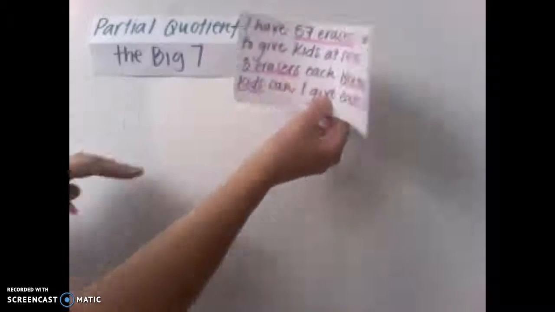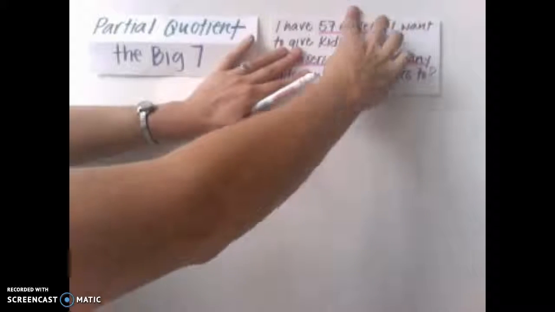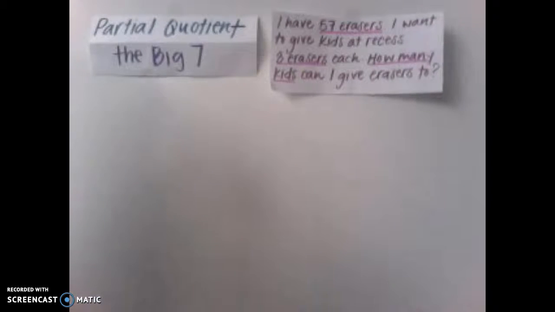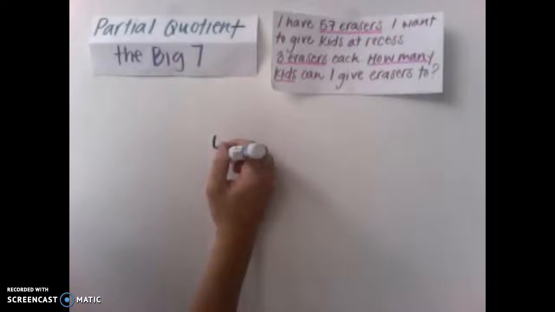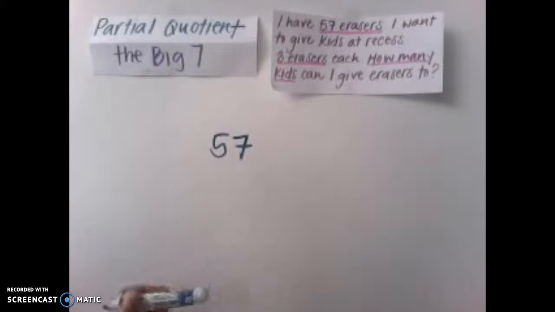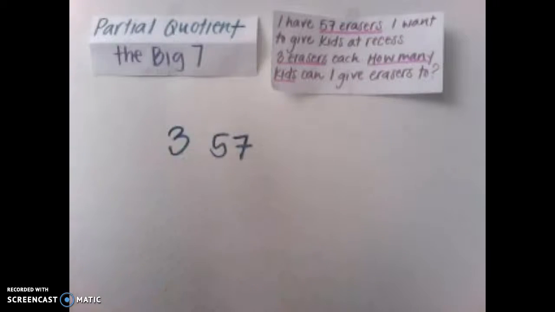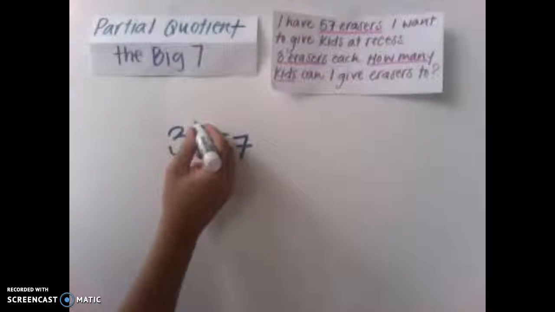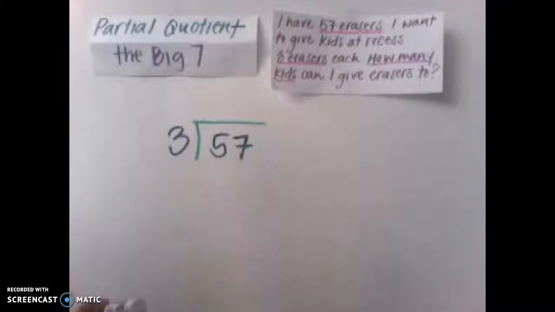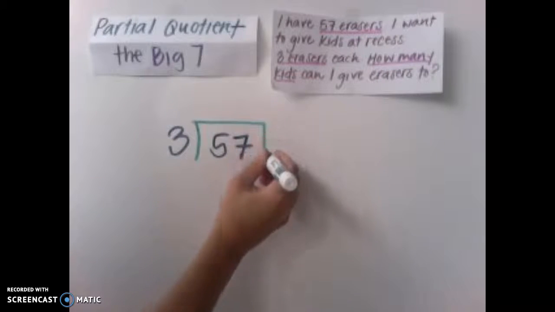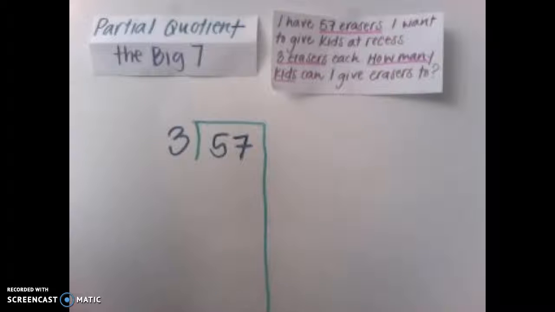So let's start out by setting up our problem. I have 57 erasers, and I'm sharing them with, I don't know how many kids yet, but I know I want everybody to get 3 of them. So I'm going to set up my division problem. You've seen division problems written like this before, but in this strategy, we're going to add an extra line right here to help us organize our thinking. Do you have any ideas yet about why kids might call this the big 7?